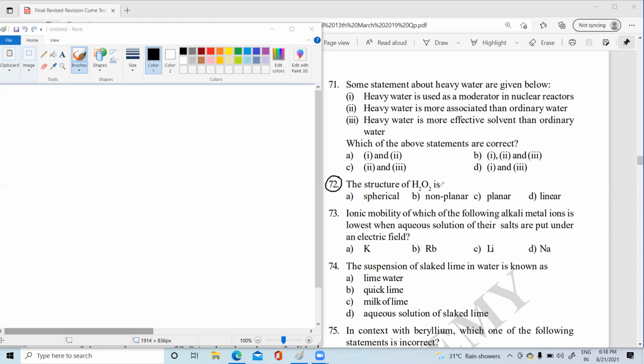The structure of H2O2, as we know very well, is an open book structure, students. The structure of H2O2 is an open book structure. So it is non-planar. So option B is correct.